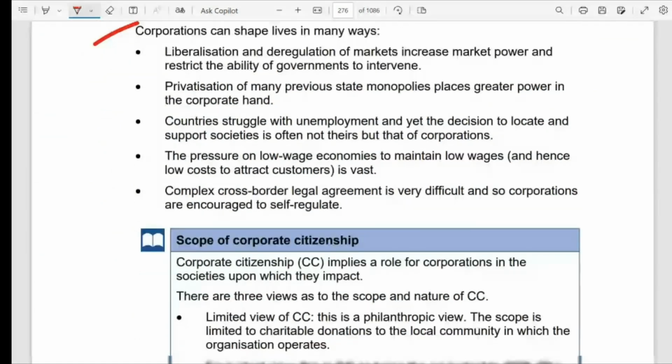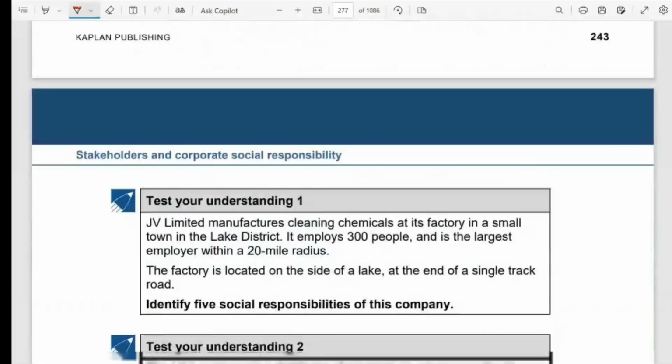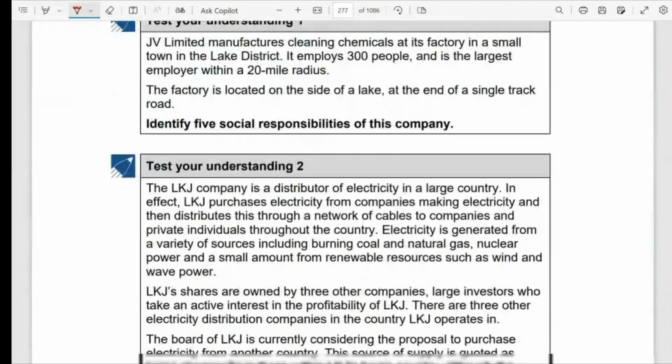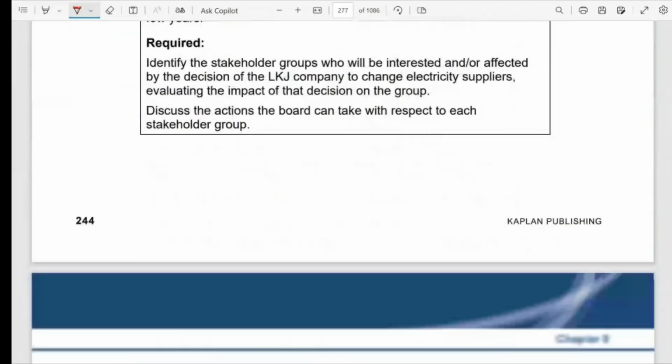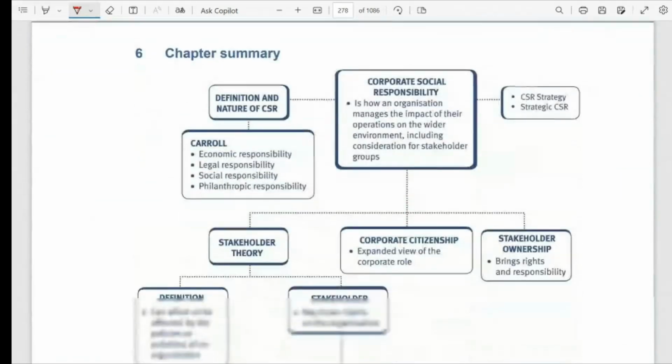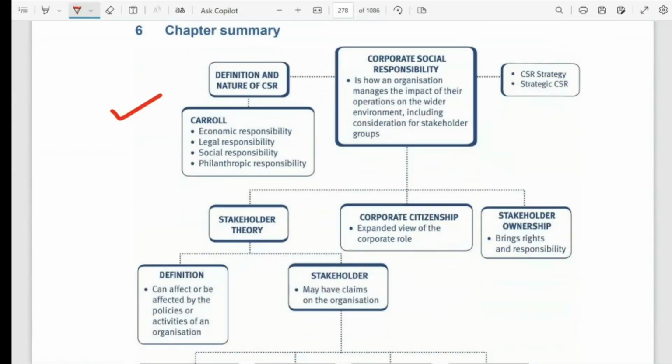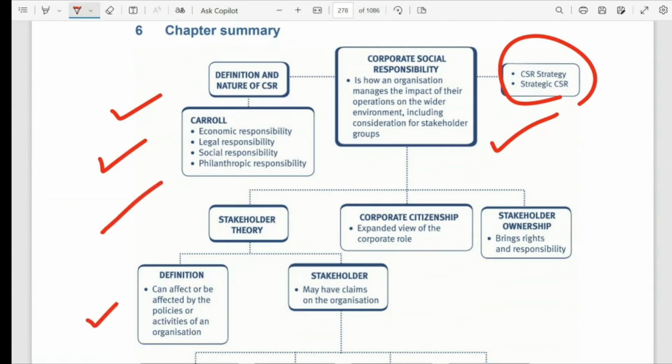Just go through it, student. And I hope after this there will be the end of this chapter. Yeah, so the chapter is over. So just be precise. Corporate social responsibility, CSR strategy. This is an important strategy: CSR, stakeholder strategy, economic responsibility, legal, social, and ethical responsibility, shareholder theory, definition of stakeholder, and shareholders' ownership.